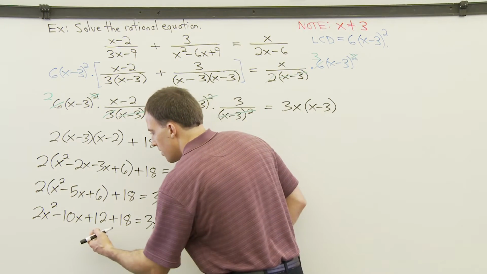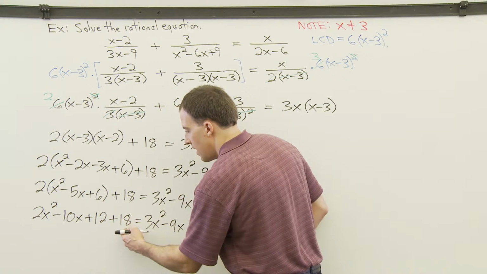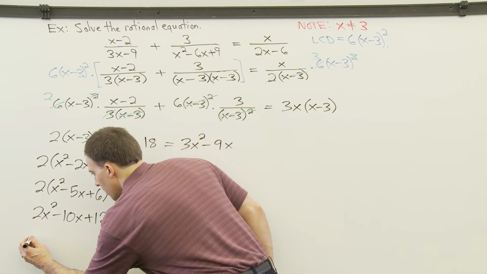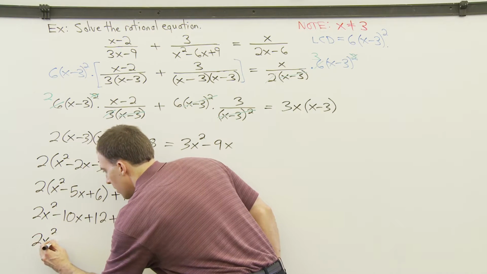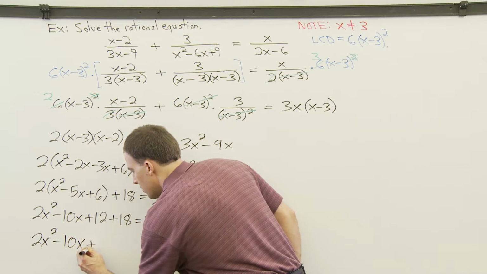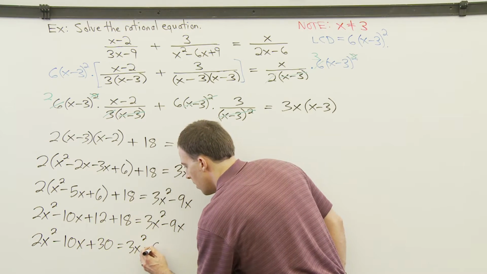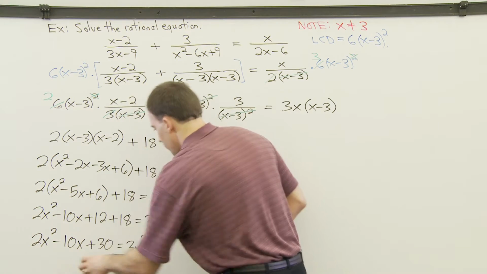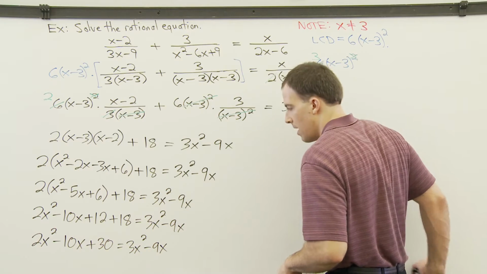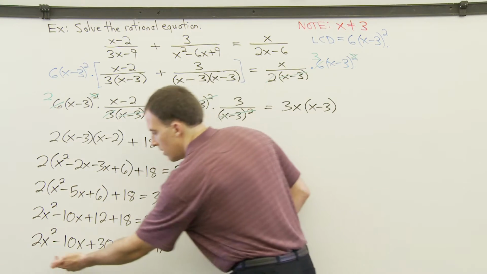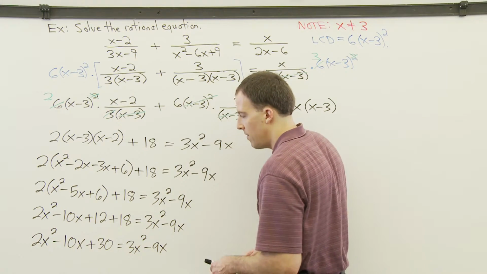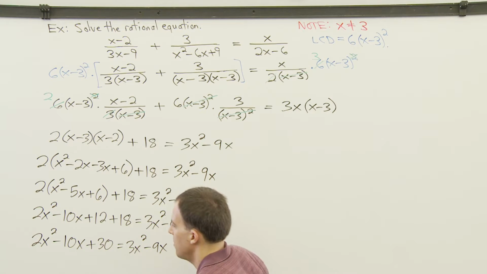To get there, let's combine like terms. We've got a 12 and an 18. First of all, that's 30. So on the left side, we have 2x squared minus 10x plus 30. On the right side, we've got 3x squared minus 9x. I want to bring all terms to the right side because there's more x squared terms on the right than there currently are on the left, and we want to have the x squared coefficient to be positive.